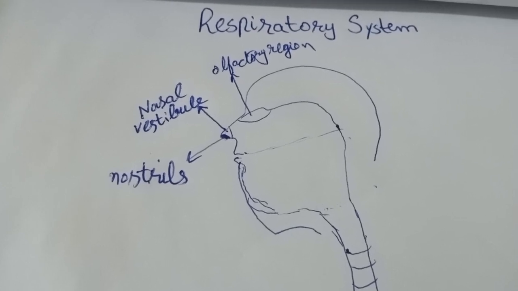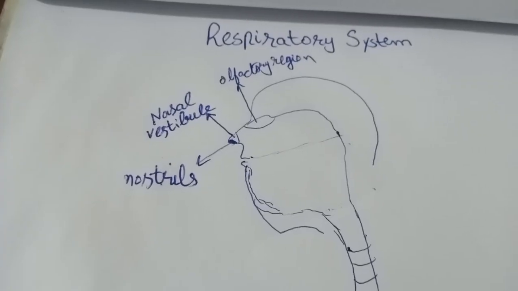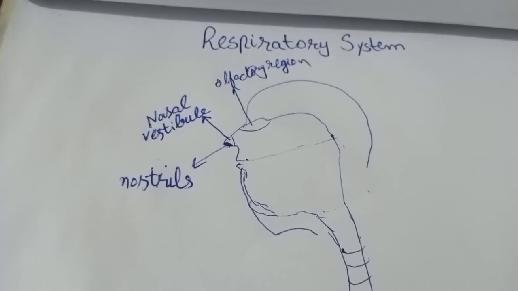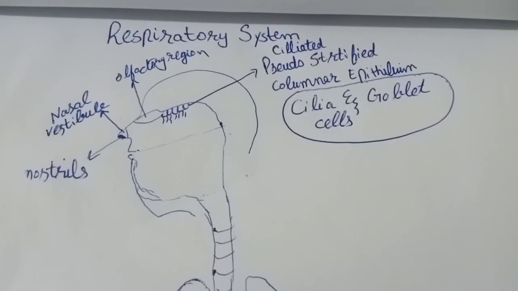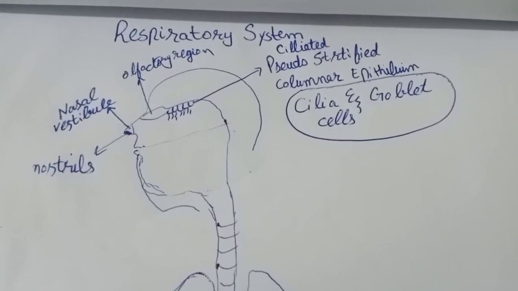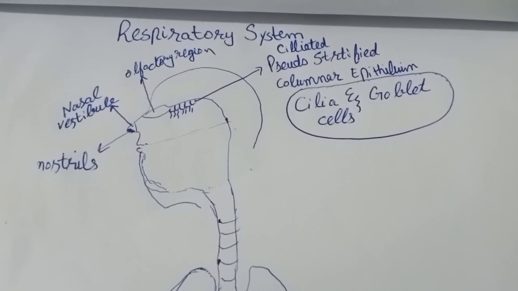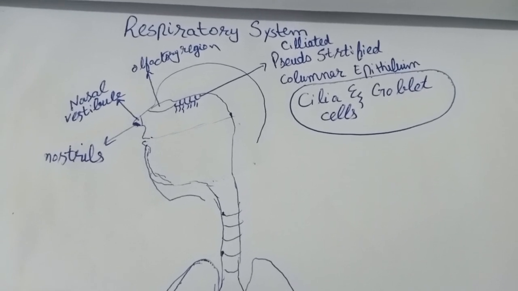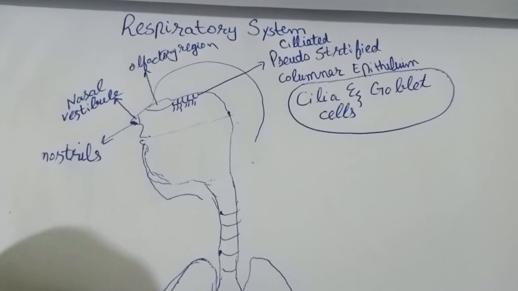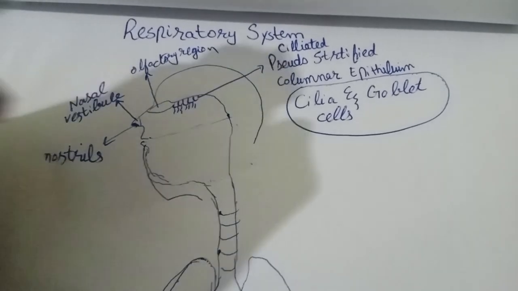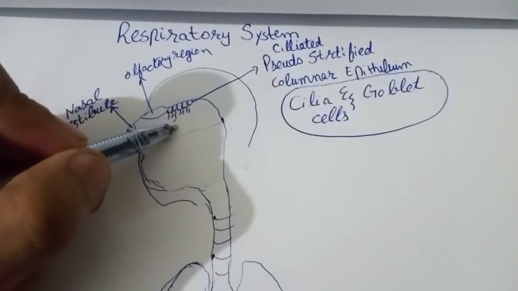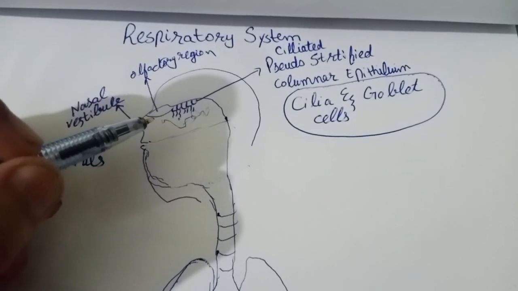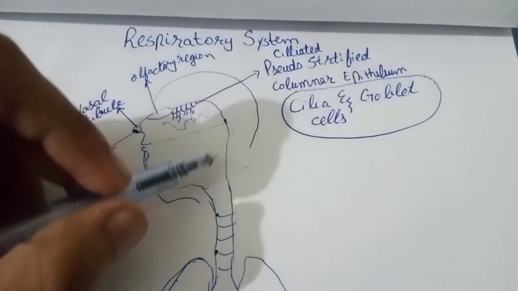After the olfactory region, the nasal cavity walls have ciliated pseudostratified columnar epithelium. This structure consists of cilia and goblet cells. The goblet cells produce mucus. Mucus is a liquid present in our nose which traps the dust particles and moves the dust particles out from the body or in the body.